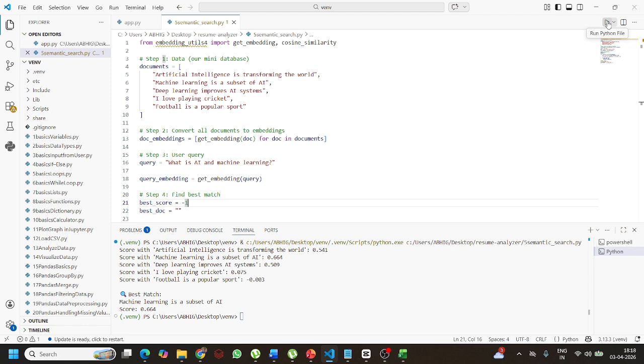Yes, you can see that for the sentence about artificial intelligence transforming the world, which is approximately related to what is AI and machine learning, it is 0.54 similar. Machine learning is a subset of AI, it is 0.664. Deep learning improves AI systems, it is 0.550. I love playing cricket. This is not similar. Football is a popular sport.